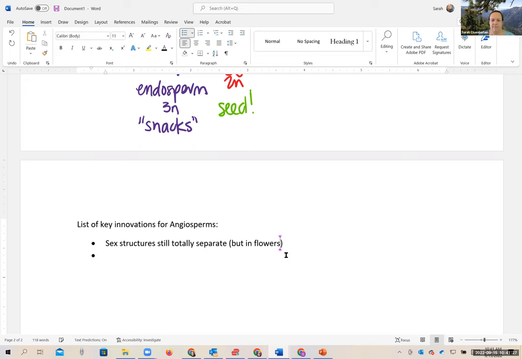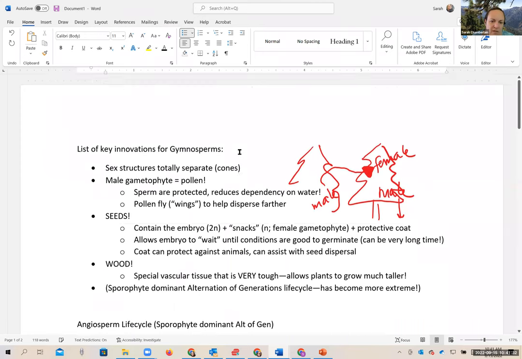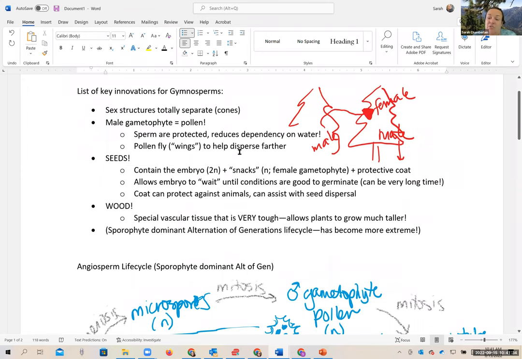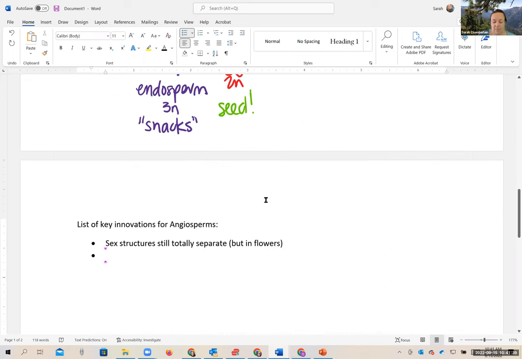Okay. What else can we use as a jumping off point? Our male gametophyte is still pollen. That's no different. So now the pollen, one difference is that the pollen can be moved by wind or a pollinator, right? So that's important. Okay. Other than that though, that's pretty similar.